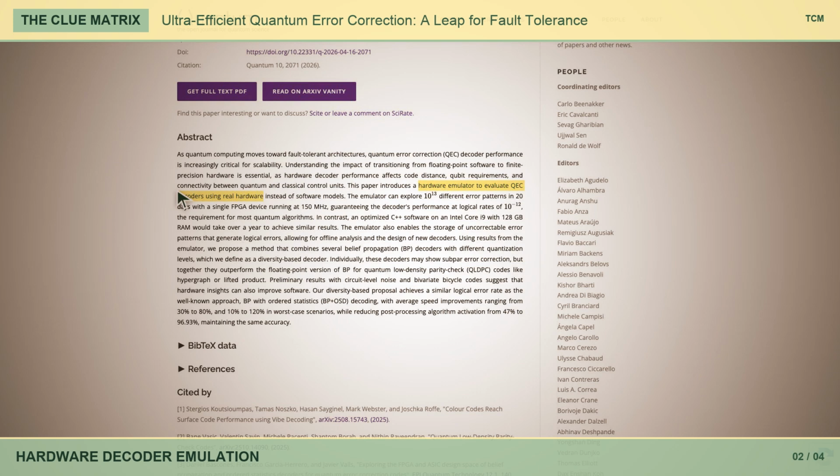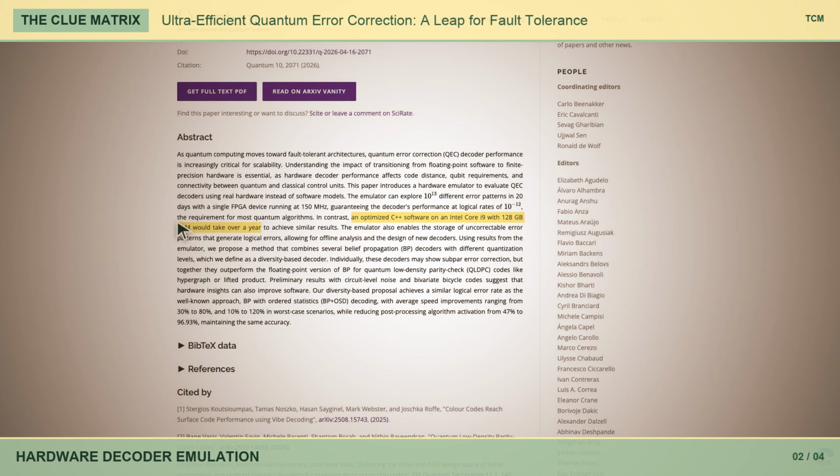Wait, an optimized C++ software on an Intel Core i9 would take over a year to do the same work? That's not just a speed up, that's a paradigm shift for anyone developing decoders. You can iterate and test so much faster. Exactly. This accelerates the design cycle for QEC decoders dramatically. Builders can quickly test hypotheses and optimize their algorithms against a vast landscape of error scenarios, something simply infeasible with purely software-based approaches.